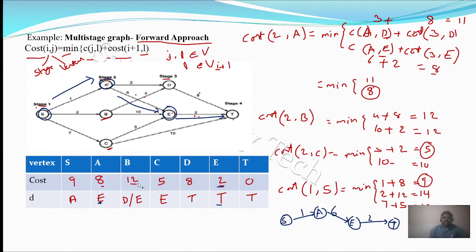Next class we can discuss the backward approach in multi-stage graph by using the dynamic programming approach.